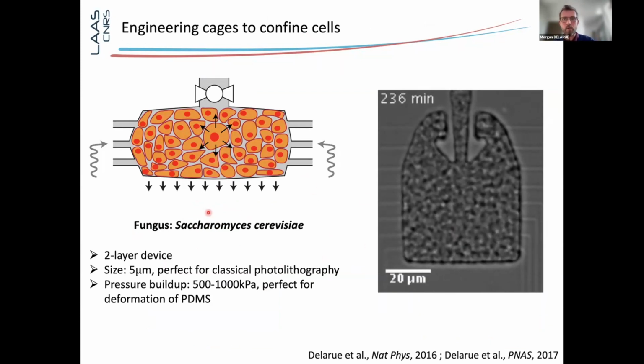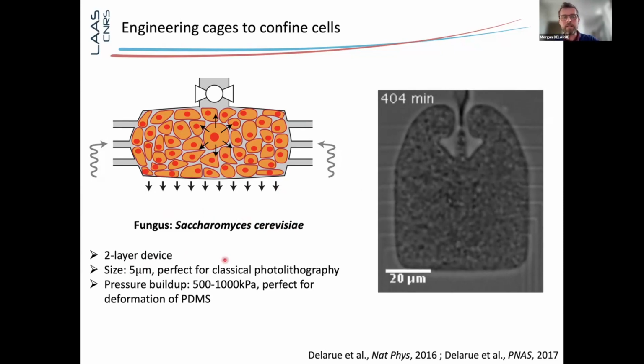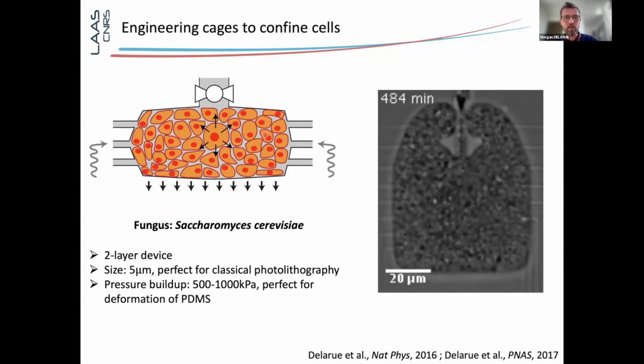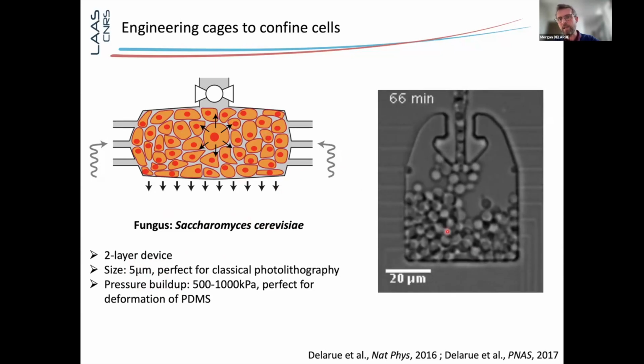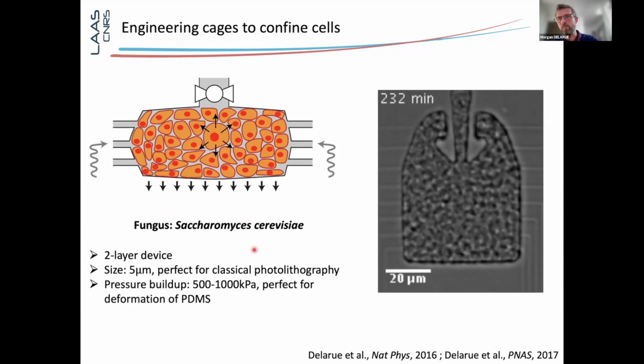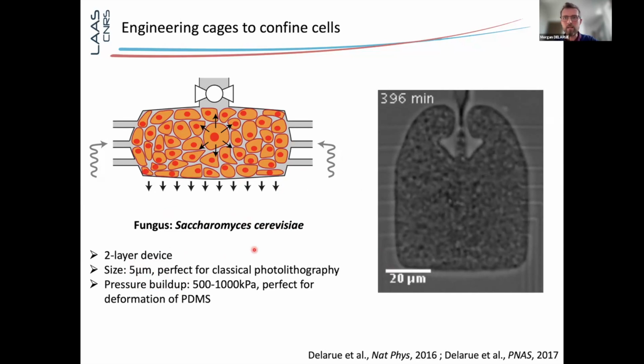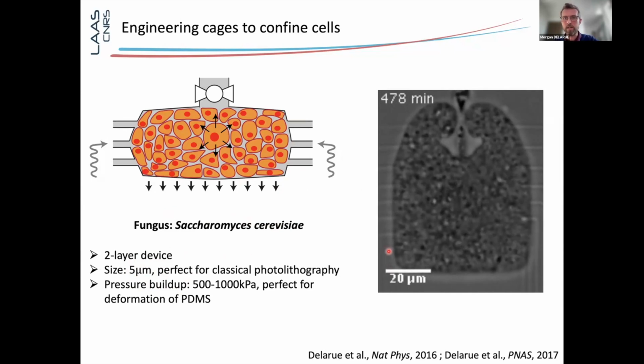And it's a perfect size because it's 5 micrometers, which means that it's good enough for classical photolithography. And also the type of mechanical stress that it builds up is in the hundreds of kilopascal range, meaning that it can deform classical polydimethylsiloxane, which is the material that we use.